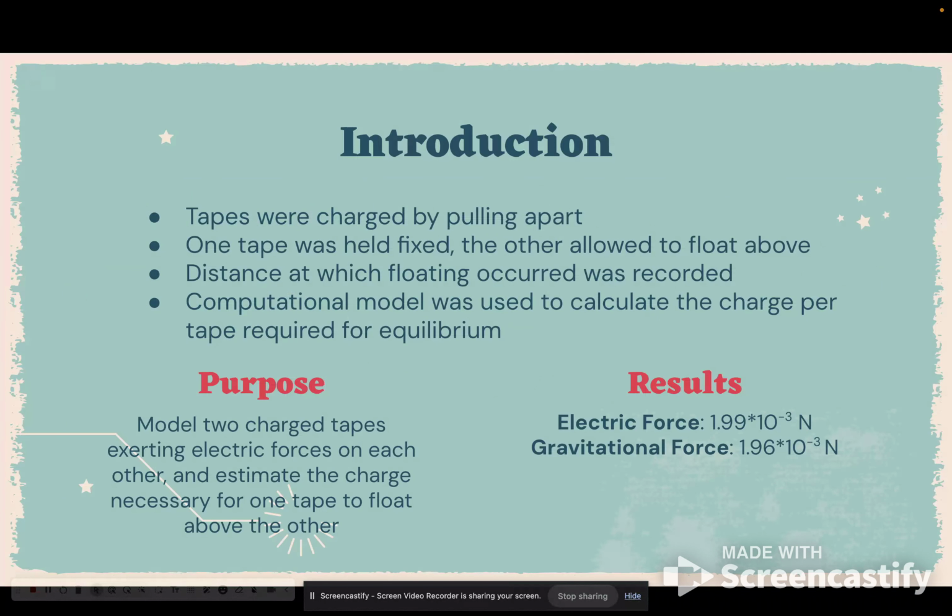In the balanced run, the electric force on the top tape is about 1.99 times 10 to the negative 3 newtons, and the weight is around 1.96 times 10 to the negative 3 newtons. These values are essentially equal, indicating the vertical force balances with the downward force.